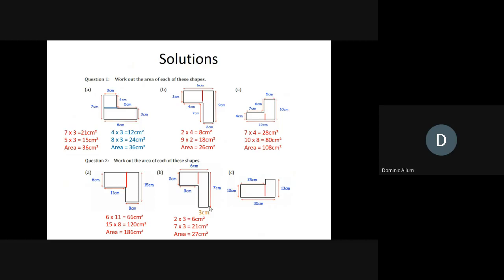On the last one, again, if I split it vertically, I need to find the missing dimension here. And if I have this as 25 centimeters and the overall is 30, the missing amount is going to be 5 centimeters. Again, I can now make the correct calculation. Please check your work, make sure you mark it, and any queries, please email your teachers.